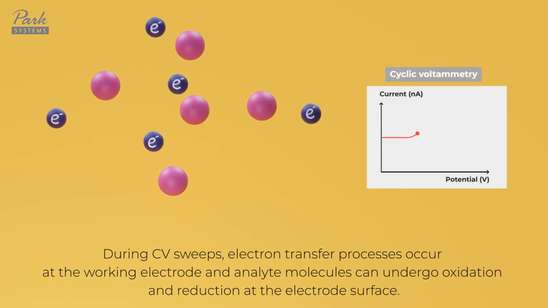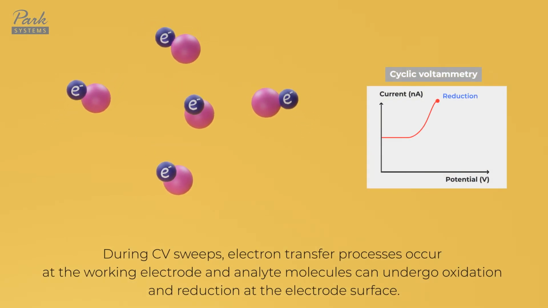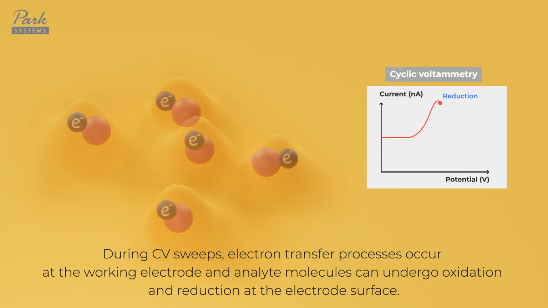During CV sweeps, electron transfer processes occur at the working electrode, and analyte molecules can undergo oxidation and reduction at the electrode surface.